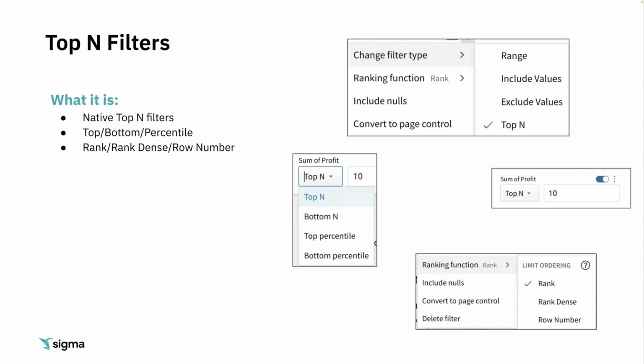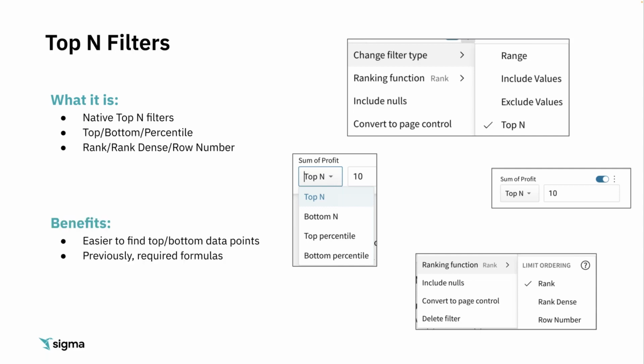A lot of these parity features that we're porting over from our old product, we're improving on them at the same time. So now we have native top N filters. You can see from the screenshots, you can do top N, bottom N, top percentile, bottom percentile, and you can put this as a page control, and these features will just automatically appear there. You can also control the ranking function, a little more advanced, but if you want to do rank or rank dense or row number, rank dense is good for when you have ties in the data. If you have multiple values that are the same value, rank dense can be useful to show there.